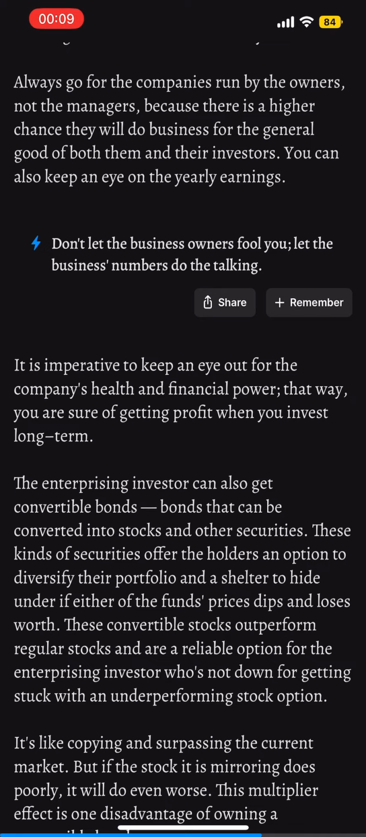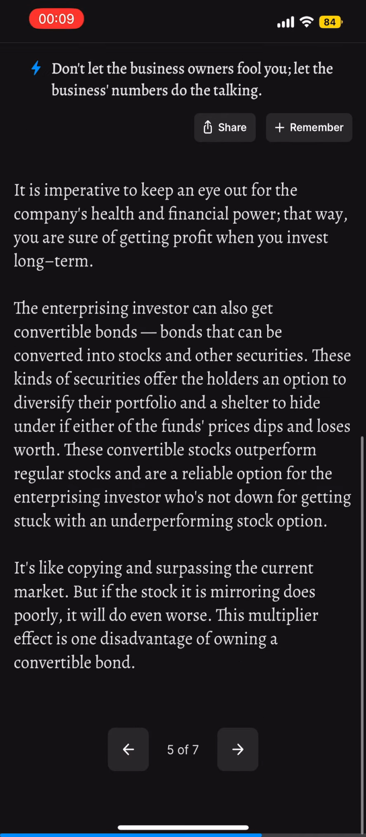These kinds of securities offer the holders an option to diversify their portfolio and a shelter to hide under if either of the fund's prices dips and loses worth. These convertible stocks outperform regular stocks and are a reliable option for the enterprising investor who's not down for getting stuck with an underperforming stock option. It's like copying and surpassing the current market. But if the stock it is mirroring does poorly, it will do even worse. This multiplier effect is one disadvantage of owning a convertible bond.